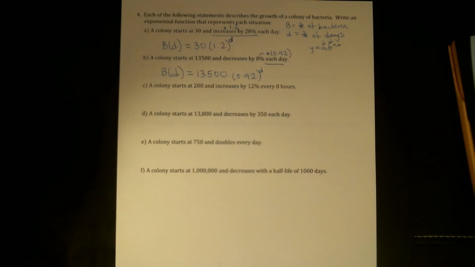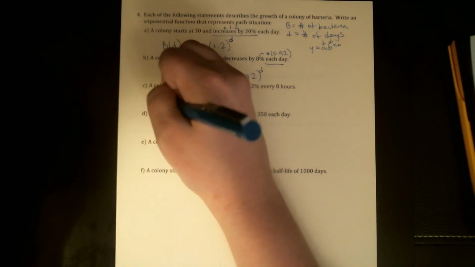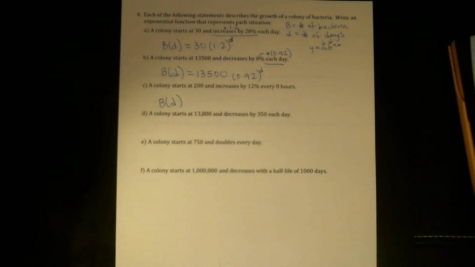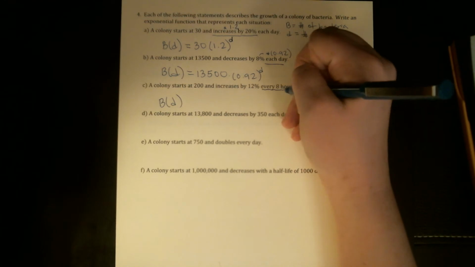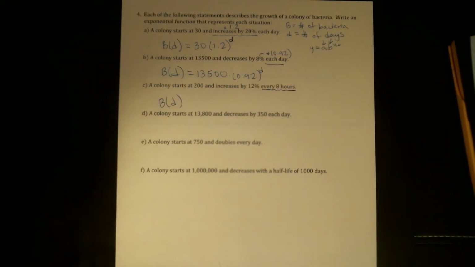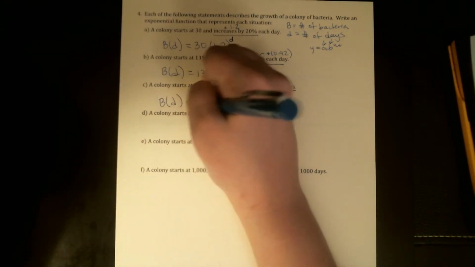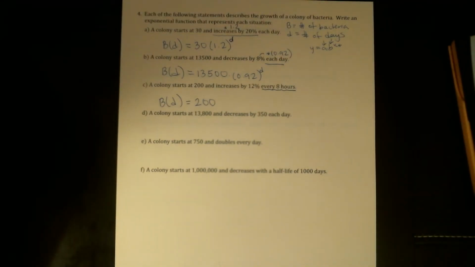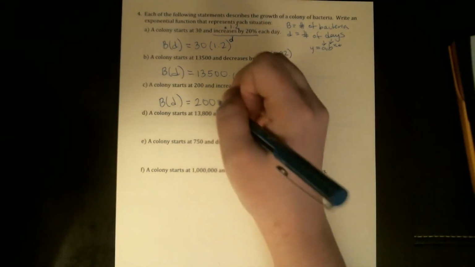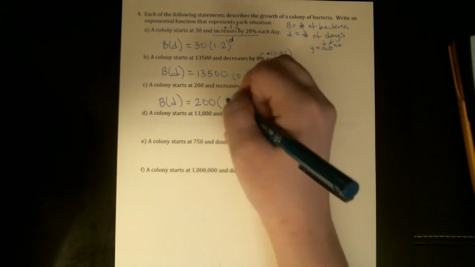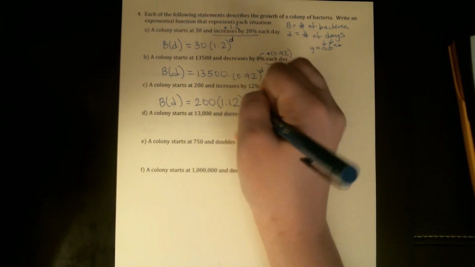Okay, so for part C, we have a colony that starts at 200 and increases by 12% every 8 hours. So this is the tricky part of this one. We've defined a variable to be number of days, and now we have to decide what that tells us if we're given information about what happens every 8 hours. Starting amount is still pretty easy. That just goes right out in front. If I want something to increase by 12%, I need to multiply it by 1.12.